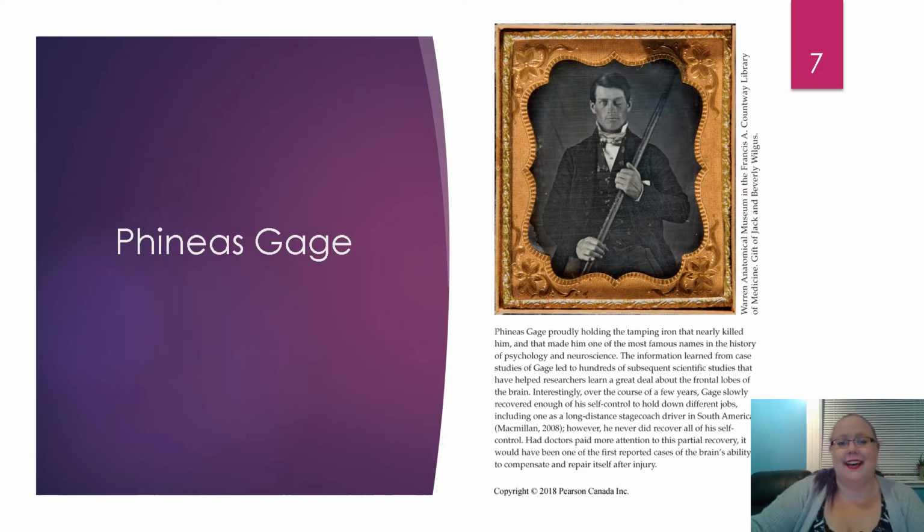And there's the picture of Phineas Gage, and you can see this is actually the tamping iron that nearly killed him. So he's proudly kind of holding it. He's one of the most famous names in the history of psychology, just because, again, he was one of those first examples that really started getting us thinking about the localization of function in the brain and kind of what particular brain areas did. So this is the man himself in a portrait from way back then.